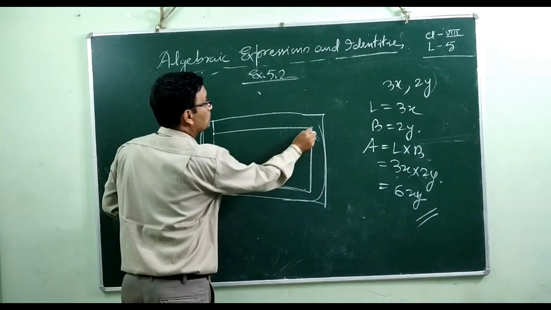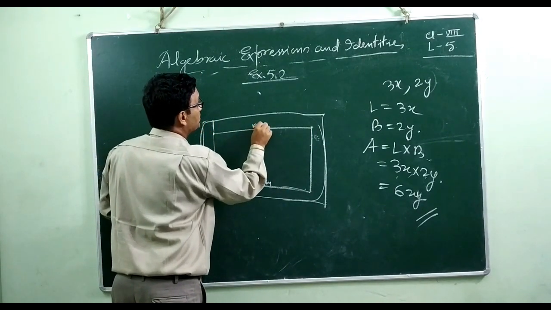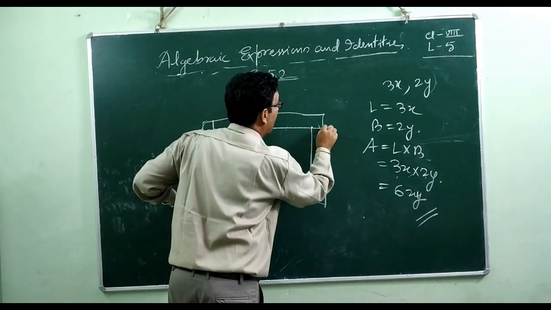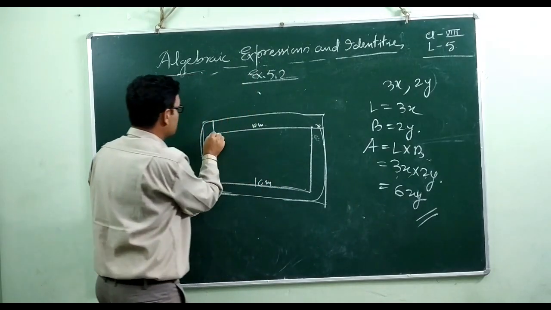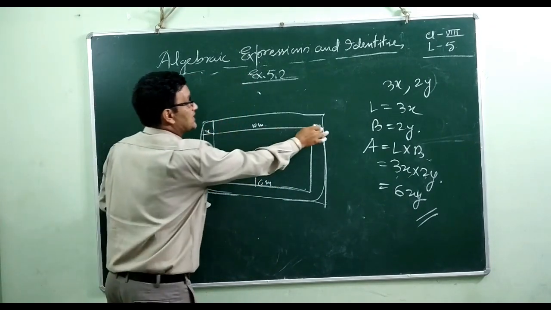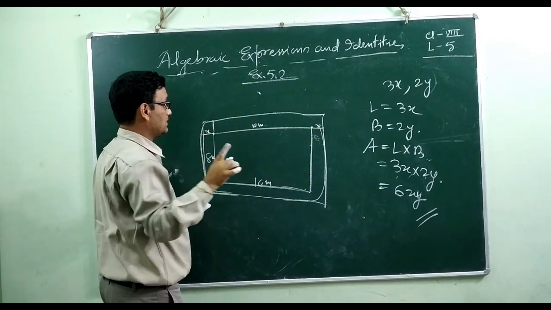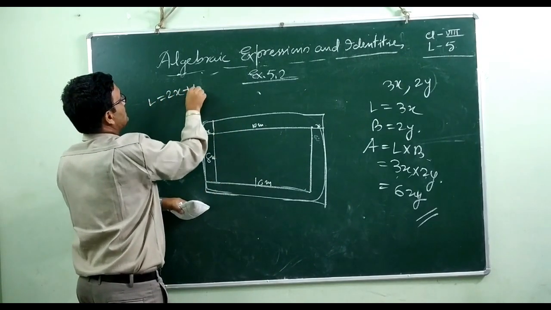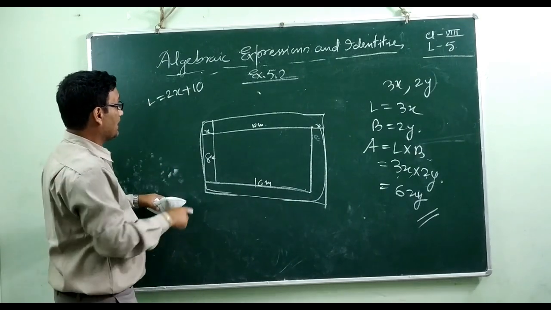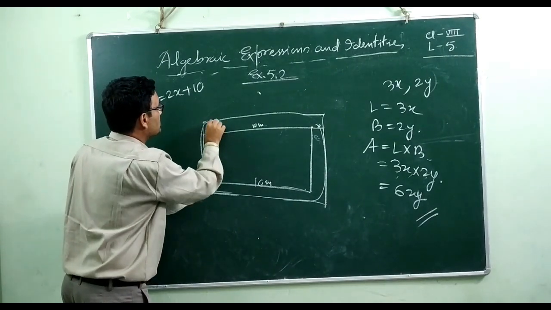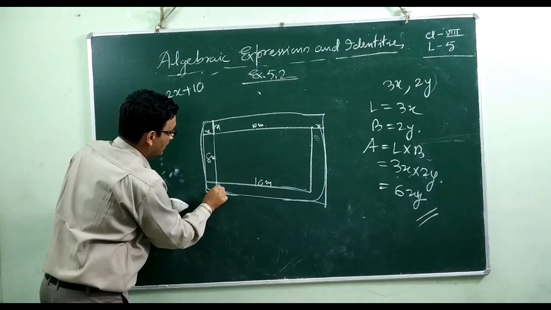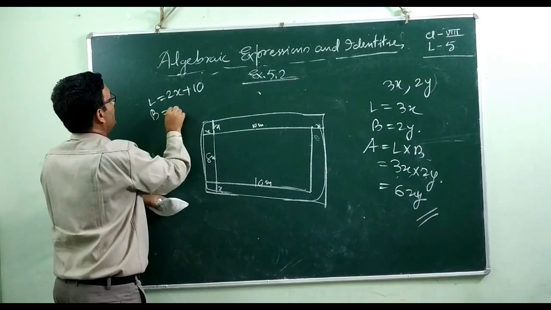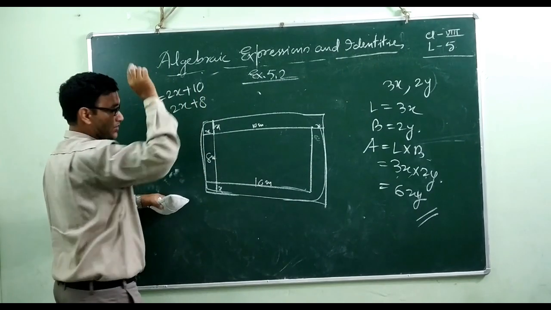Now the new length. From this point to this point is your 10 meters. The width of the road is given here as x. This part is x, and this side also x. So x plus x is 2x, plus 10. That means the new length will be 2x plus 10. Similarly, in case of breadth, this part is x and this part is also x. So x plus x is 2x, plus 8. So the new breadth will be 2x plus 8.